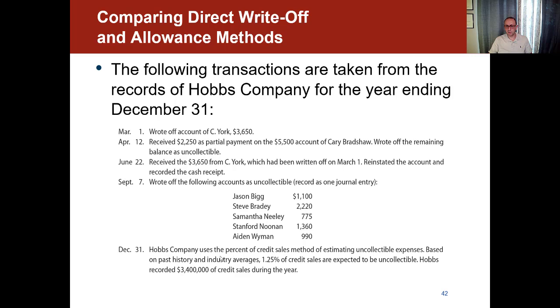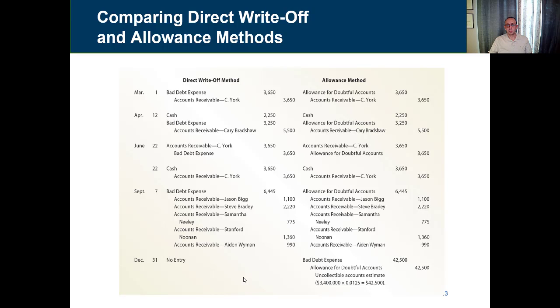And then finally they have the adjusting entry, where the company uses the percent of credit sales method, which is the easiest method. Based on past history and the industry average, 1/4 of credit sales are expected to be uncollectible. The company recorded $3.4 million of credit sales during the year. So here we have a side-by-side comparison between the direct write-off method and the allowance method.